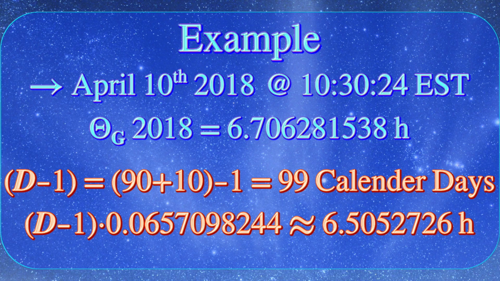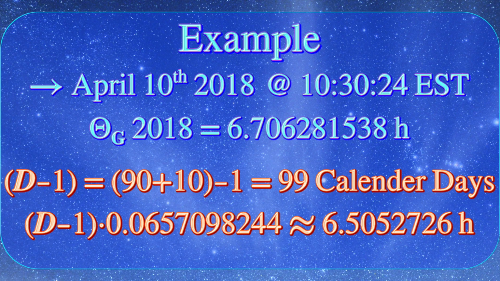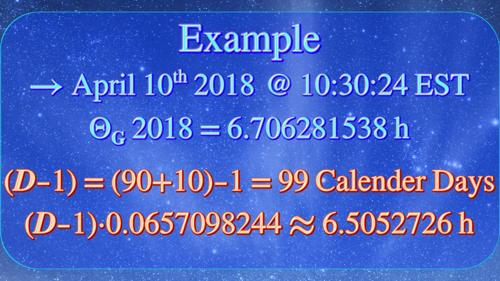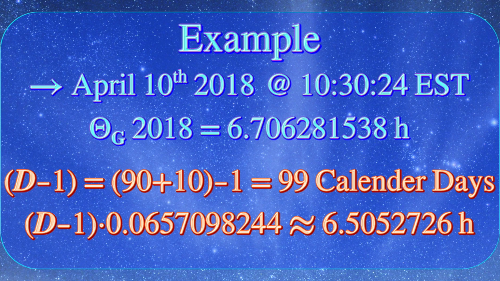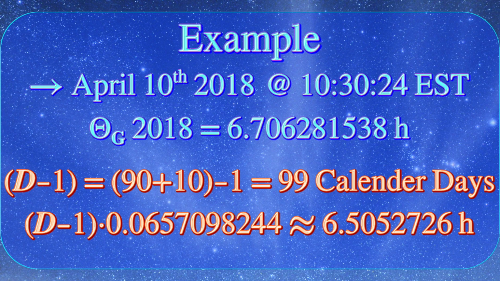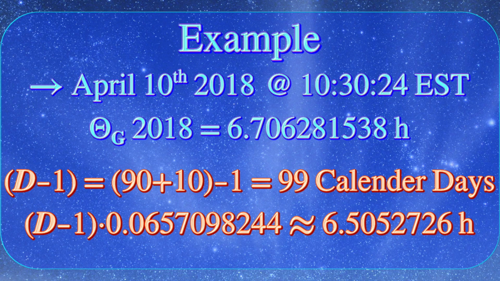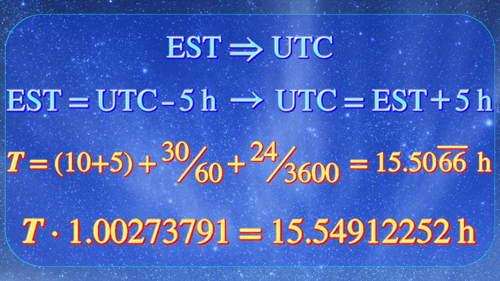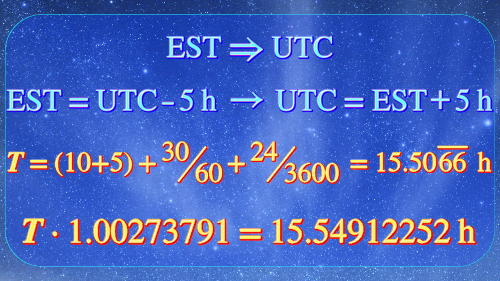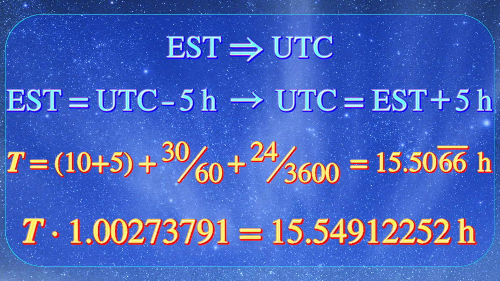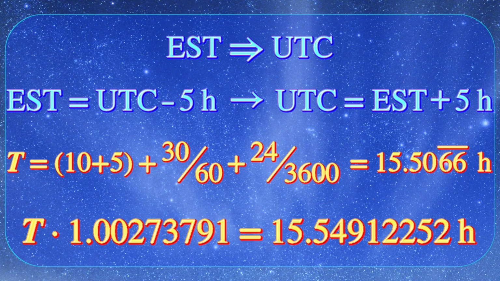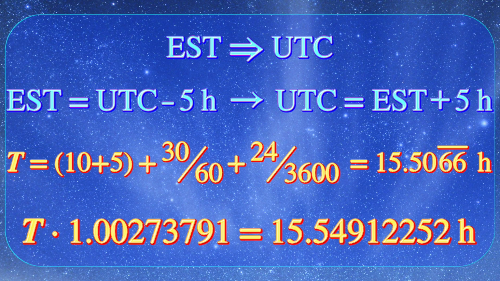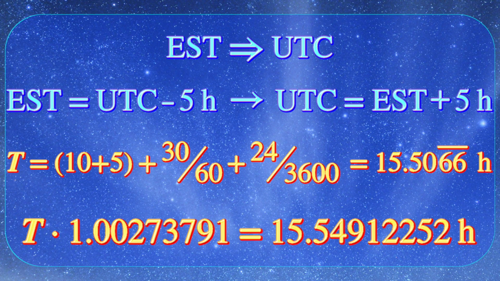After multiplying this by the constant 0.0657098244, the result will give the compensation between solar and sidereal days for the days which have passed since the epoch date. Next, we need to convert the Eastern Standard Time to UTC time. Since Eastern Standard Time is 5 hours behind UTC, we need to add 5 hours to our desired EST, which results in 15 hours, 30 minutes, and 24 seconds UTC.